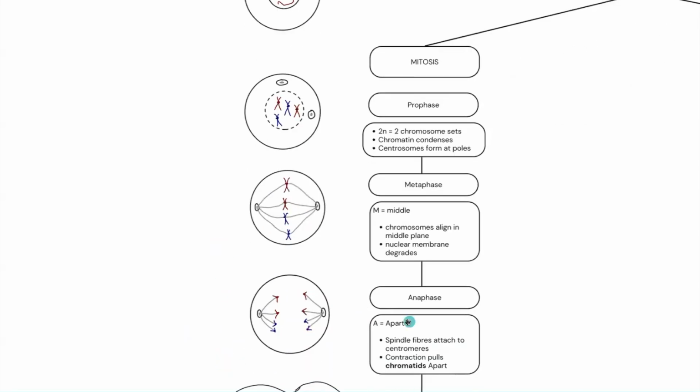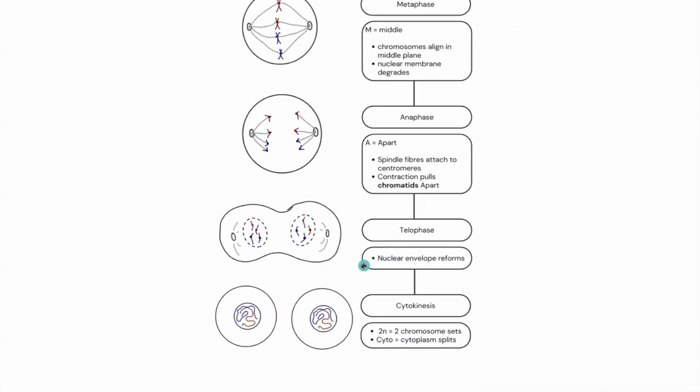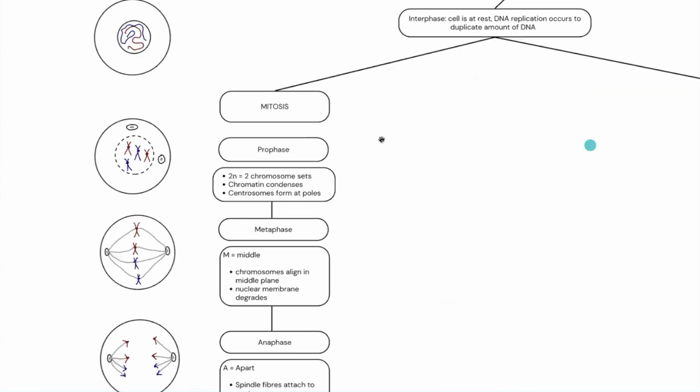Okay. Then in anaphase, remember A for apart. This is where the spindle fibers will contract and they will pull the chromatids apart. So A for apart, anaphase, we're pulling it apart. And here you can see that we still have the same amount of chromosome sets, but we're just moving the chromatids around. That's why in cytokinesis and telophase, we result in diploid. Okay, so two chromosome sets remain. In telophase, our nuclear envelope reforms again. And in cytokinesis, cyto for cytoplasm, we're splitting the cytoplasm and we're resulting in our two genetically identical diploid daughter cells.